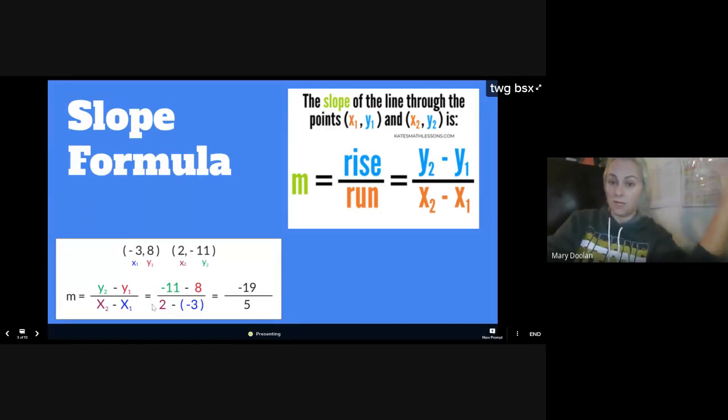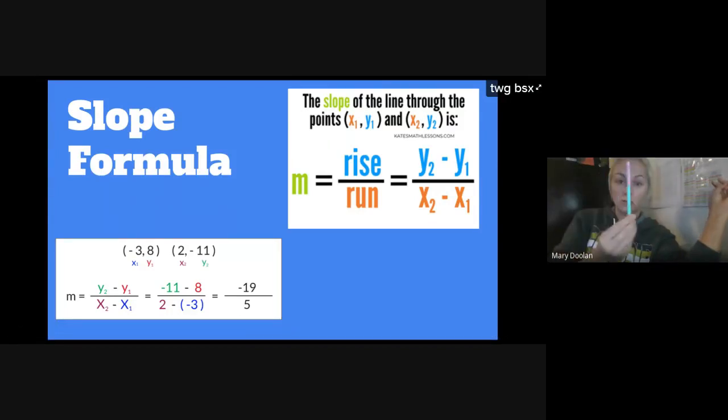It could be positive, it could be negative, it could be 0, it could be undefined as long as it's not a function. Okay, remember, if you have a horizontal line, that has a slope of 0. A vertical line has undefined slope. If you end up with a positive number as m as your slope, you have a positive slope. If you end up with a negative number, you have a negative slope.